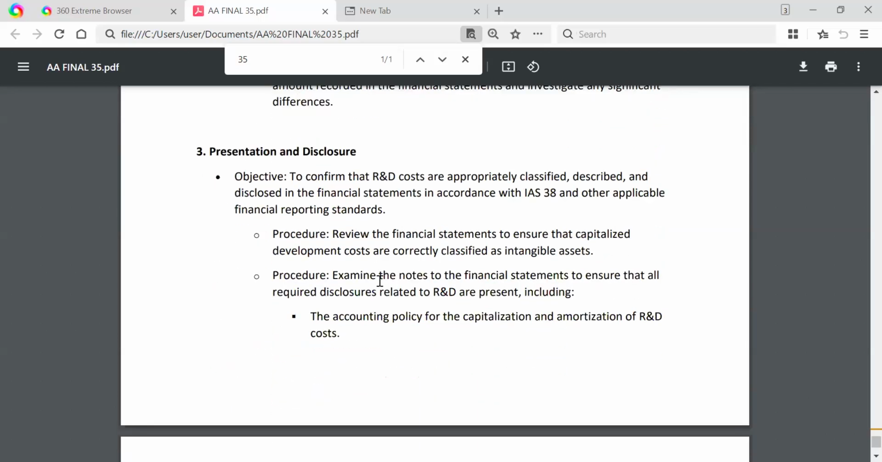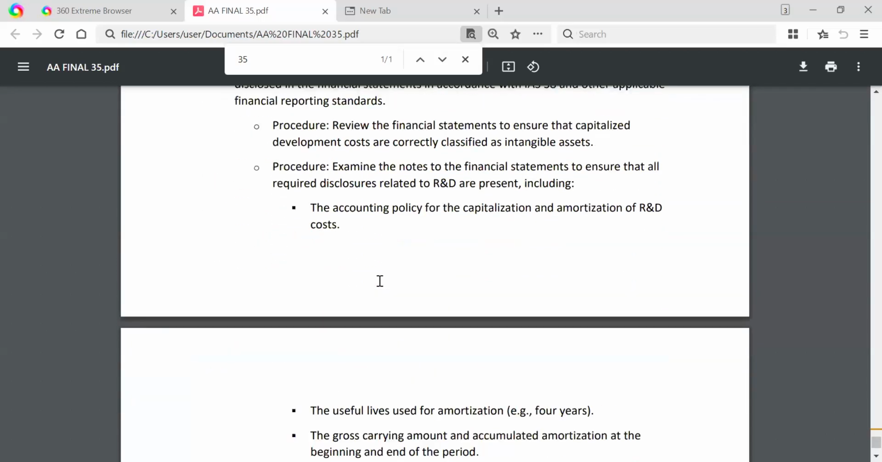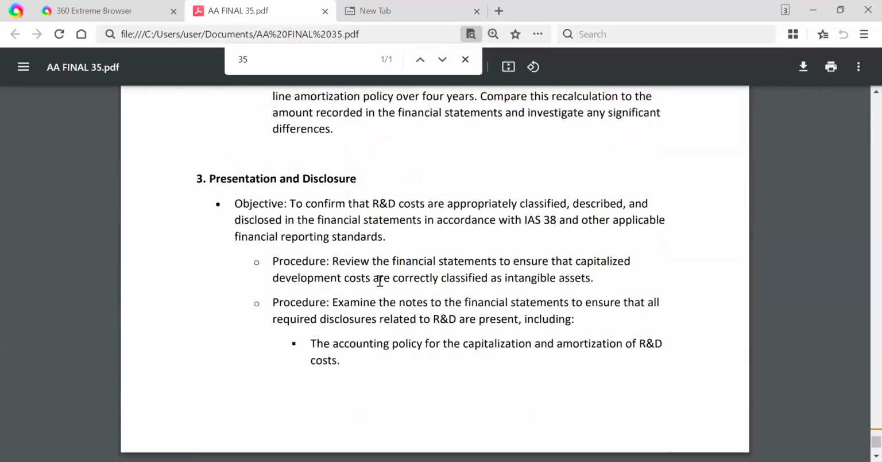Then we have the last thing here, ladies and gentlemen, what we are calling presentation and disclosure. This will always be there to confirm that R&D costs are appropriately classified, described, and disclosed in the financial statements in accordance with IAS 38 and other applicable financial reporting standards.